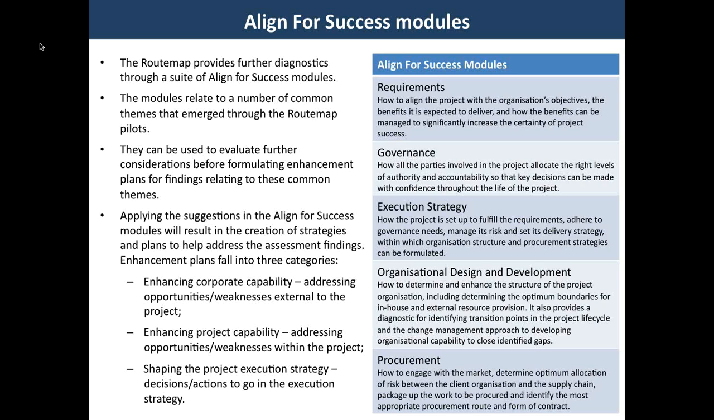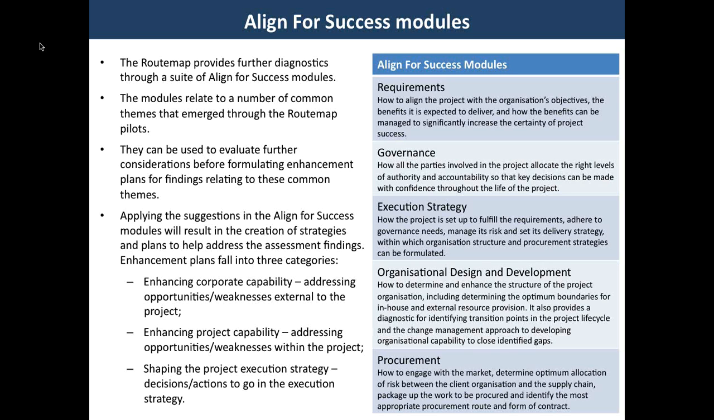They go over how all the parties involved in the project can be allocated the right level of authority and accountability so that key decisions can be made with confidence throughout the life of the project. They cover how the project can set up to fulfill the requirements, adhere to the government's needs, manage its risk, and set its delivery strategy within which the organizational structure and procurement strategies can then be formulated.